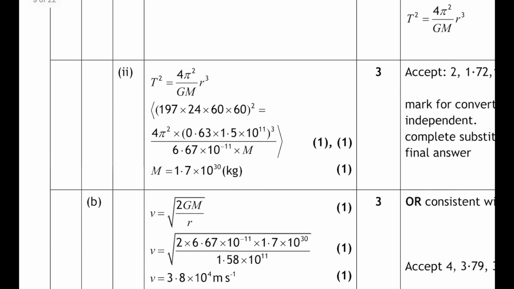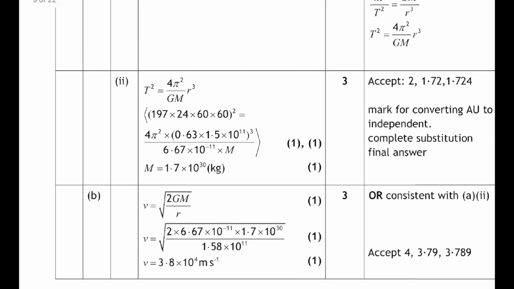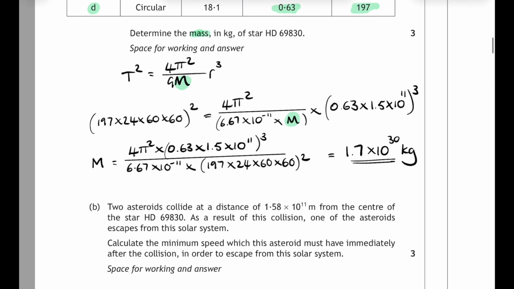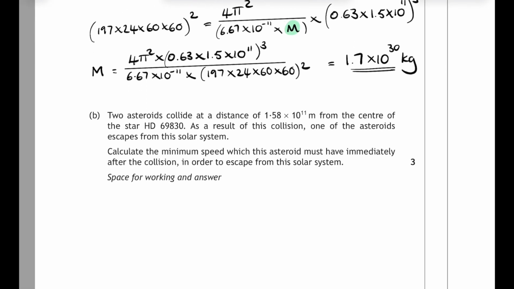And that's worth double checking. There's the marking instructions. It's worth 3 marks. 1 mark for the conversion from astronomical units into meters, 1 mark for all the correct substitutions, and 1 mark for the correct final answer. Very tricky arithmetically there.